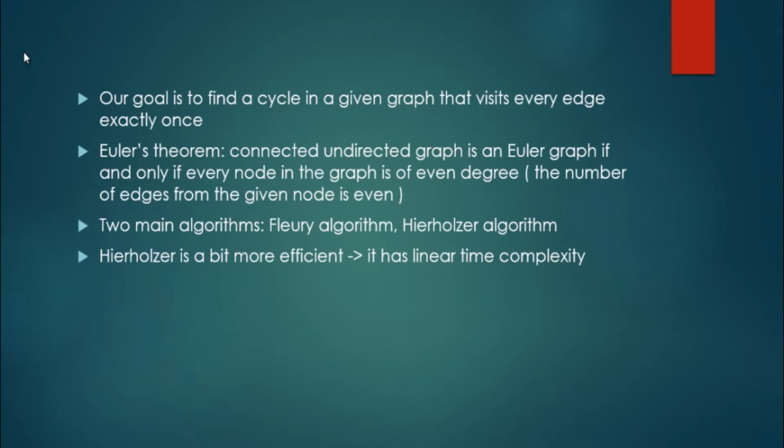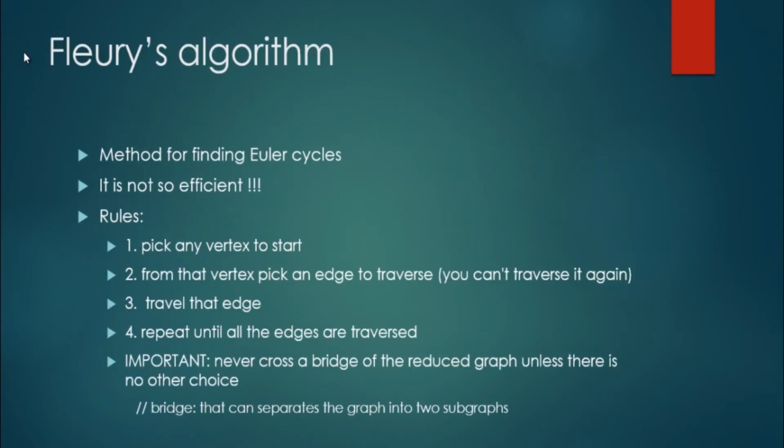And there are two main algorithms, the so-called Fleury algorithm and the Hierholzer algorithm. And Hierholzer is a bit more efficient. It has a linear time complexity, so we can decide and we can find the Euler cycle in linear time, which is very good. So let me tell a few words about Fleury's algorithm.